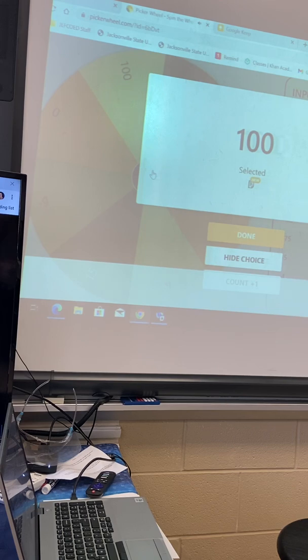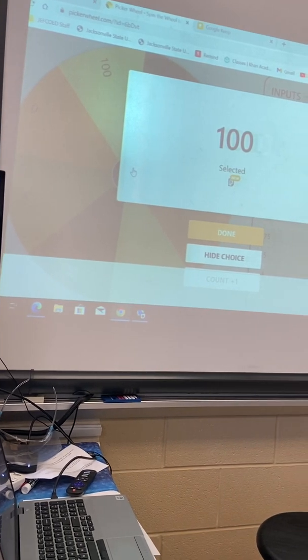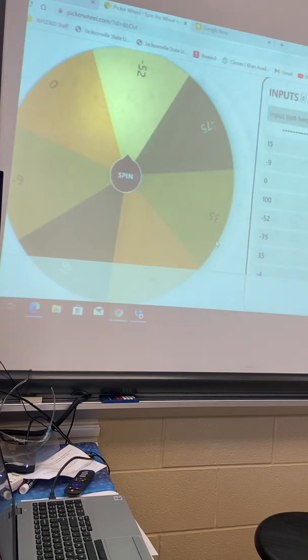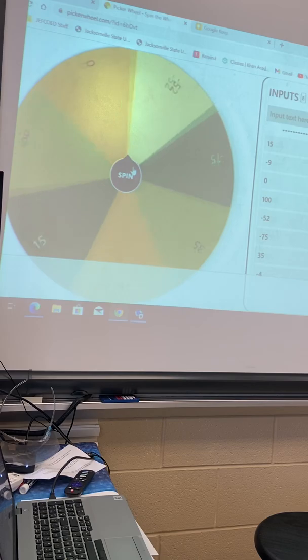All right, write down 100 in your first column. What is the opposite of 100? Negative 100. Okay. What is the opposite of negative 100? 100. Woo. All right, so then we're going to hide that choice, and we're going to spin the wheel again.